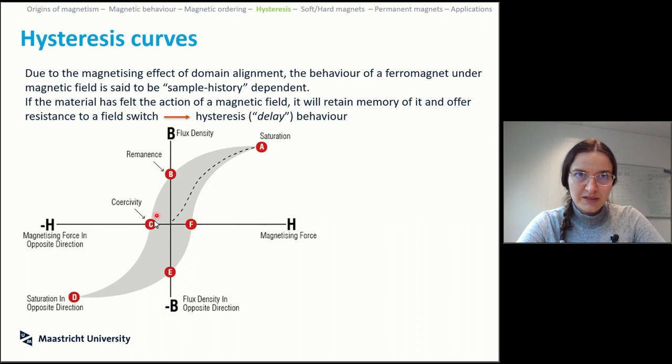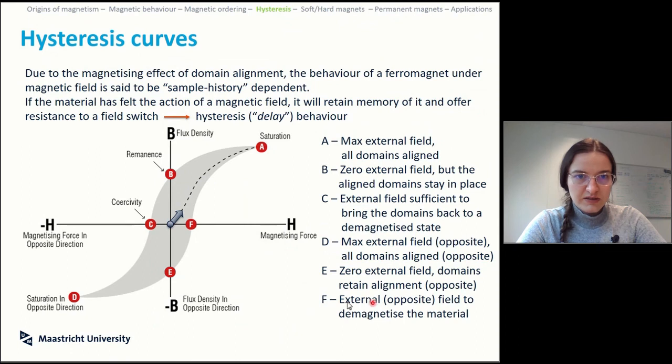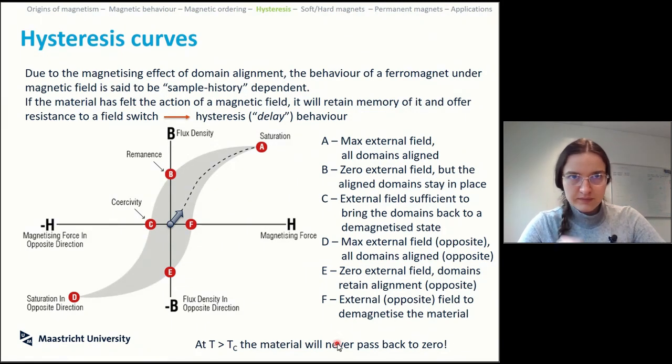You can notice that on no occasion, after the original magnetization, do you pass back through the zero point in a normal ferromagnetic hysteresis behavior. So this is the summary of all these steps that we did. If your measurement is made below the Curie temperature, there is no way your material can pass back to the zero point.